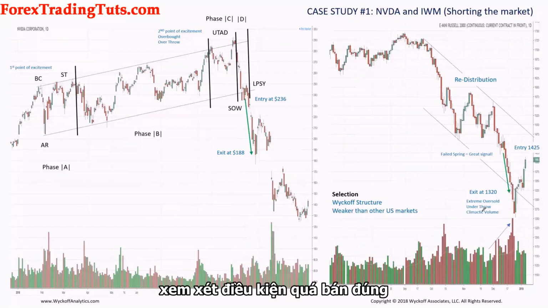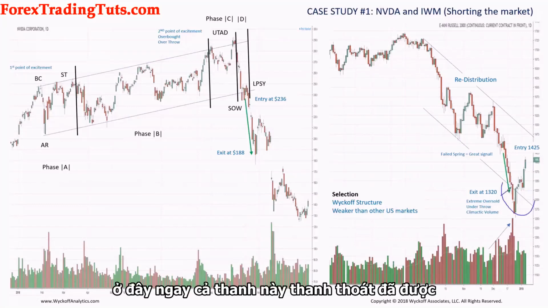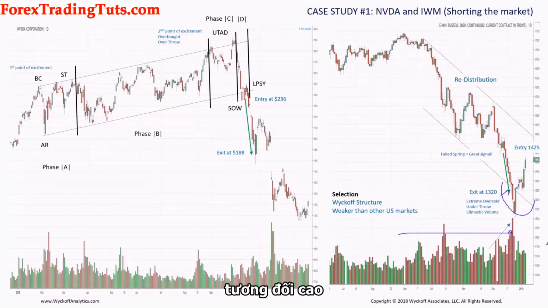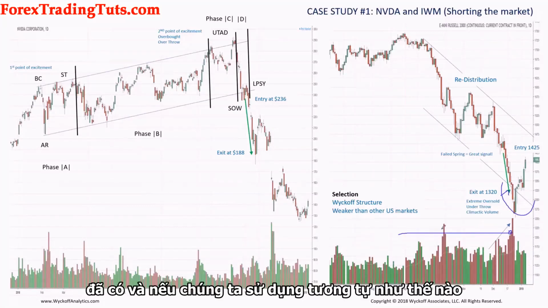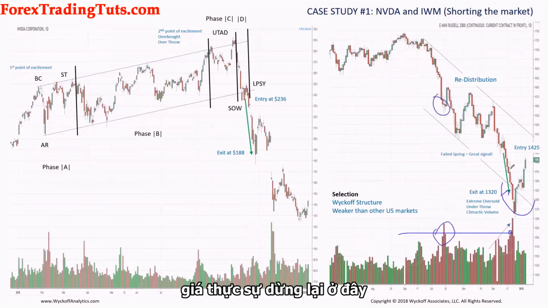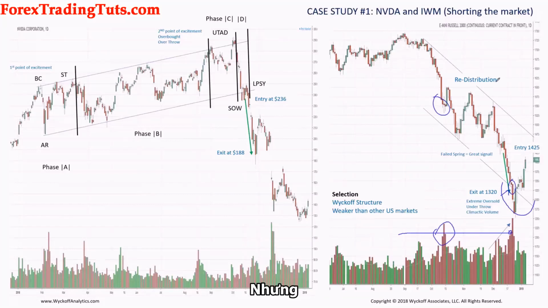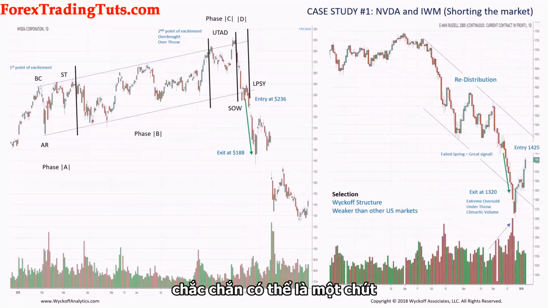Also, look at the oversold condition right here. Even this bar, the exit bar, has been already in the oversold condition. And the volume signature was relatively high. It was one of the highest that we have had. And if we use the analog of how the price actually stops here, there was a suggestion that somewhere here there might be a stop in action. So that was the logic. But definitely could have been a little bit better as an exit.